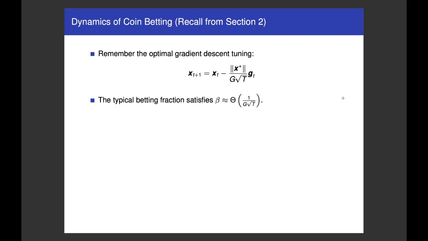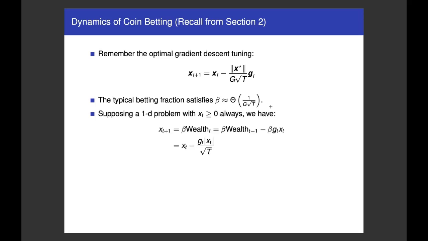And let's see what happens if we use betting. So the typical coin betting fraction actually tends to end up looking something like 1 over G root T. Not exactly, of course, but that's roughly what it ends up being. And supposing that we have a 1D problem with x always positive, then if we were to use this particular betting fraction all the time, we would end up with an algorithm that looks like the following, right? x_{t+1} is beta times the wealth. We can write that as beta wealth_{t-1} minus beta g_t, which we can then write as x_t minus g_t norm of x_t over root t.